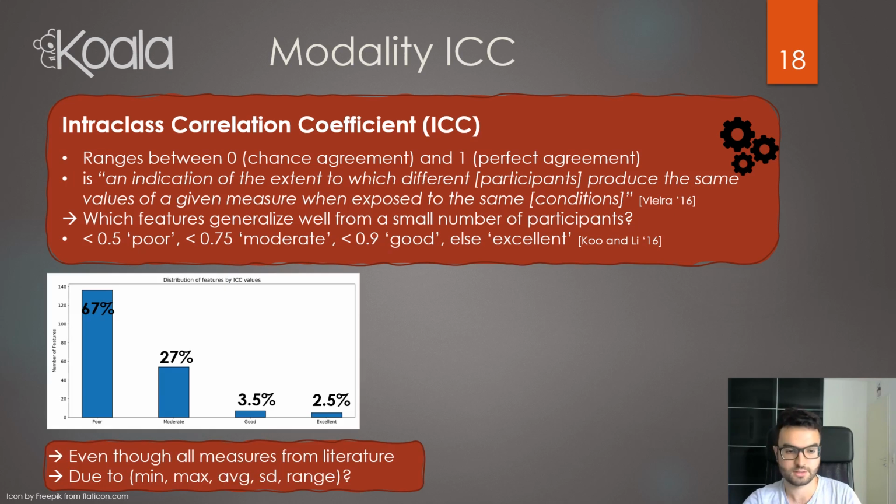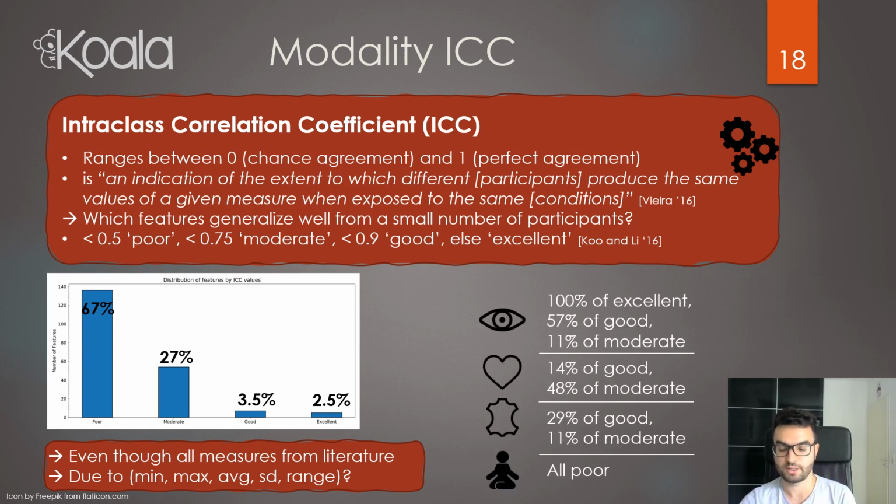And what is quite interesting is that even though all the measures are proposed in the literature, we see that only 2.5% of our features can be considered excellent in terms of ICC, 3.5% as good, 27% as moderate, and the majority of 67% as poor. However, one should note that this can also be the case because we calculate these simple features on top of the raw signals. But still, it's interesting because most works don't report the ICC, and we see that many sensor features here are actually pretty bad. Well, of course, a few are pretty good as well.